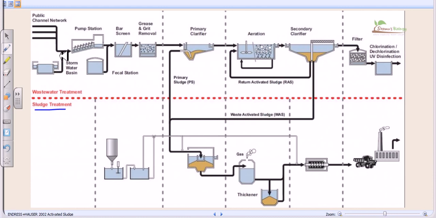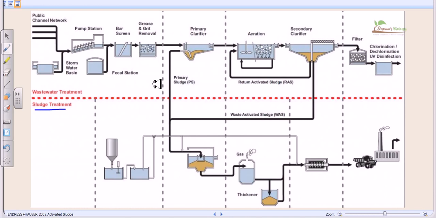Now in this case what we are looking at, the water is collected from the public channel network through these pipes, the small pipes and the bigger pipe, and those pipes contain all this wastewater from house supplies or from the stormwater basin also, and it will come into the pump station. Now the pump station will pump it towards the first round of treatment, which is called the preliminary treatment. Now first treatment is the preliminary, second treatment is the primary, then the secondary, then finally the chemical treatment or the tertiary treatment is conducted.